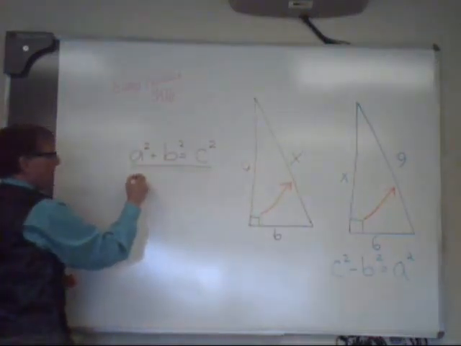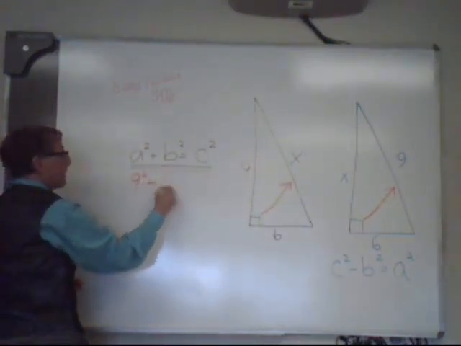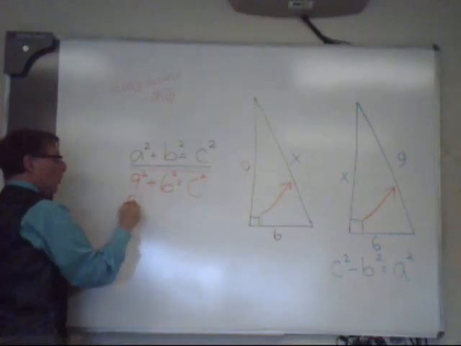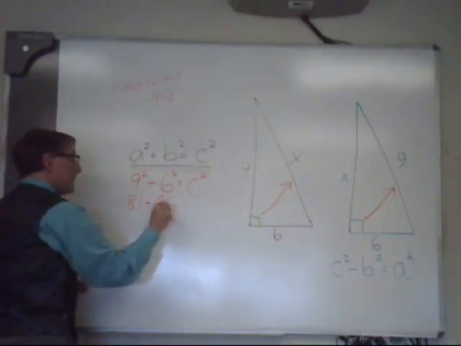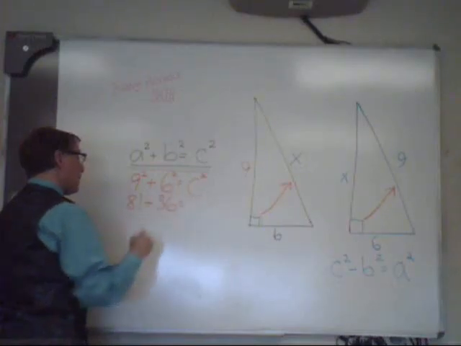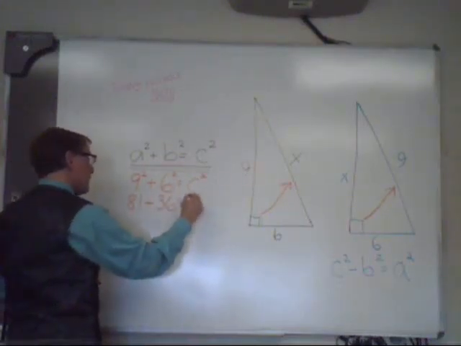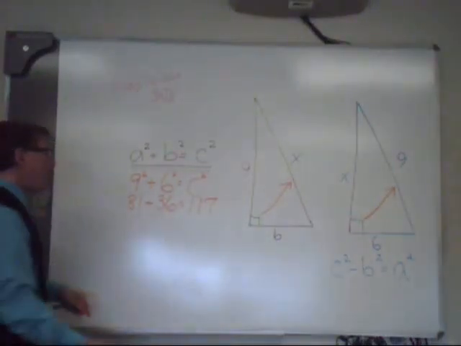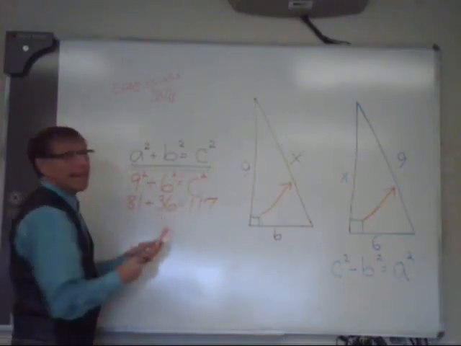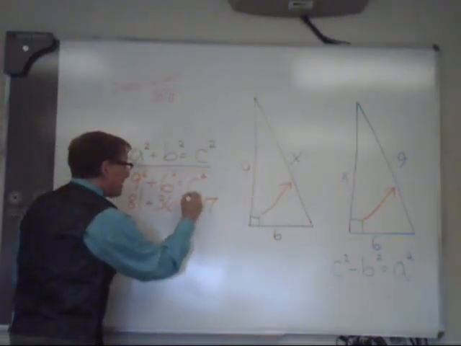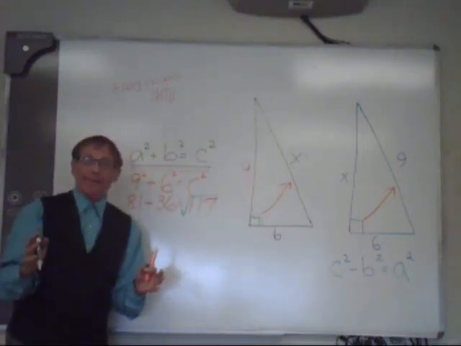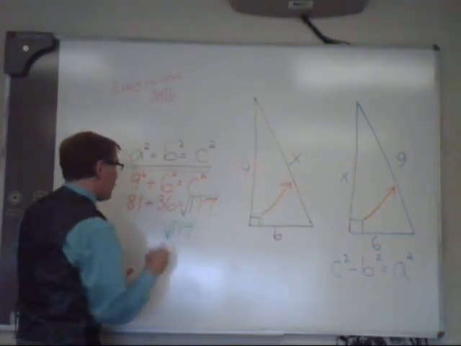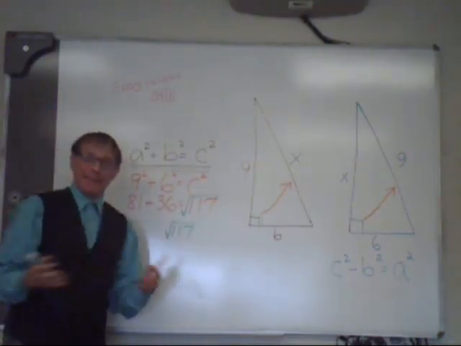So if I follow that, I have 9 squared plus 6 squared equals c squared, which gives me 81 plus 36, and I add that up. 81 plus 36 is 117. And my final step is I square root that answer. And as the case may be, there's no perfect square that goes into 117, so I can't simplify it. I just leave that as the square root of 117.